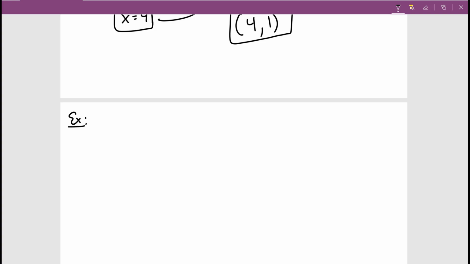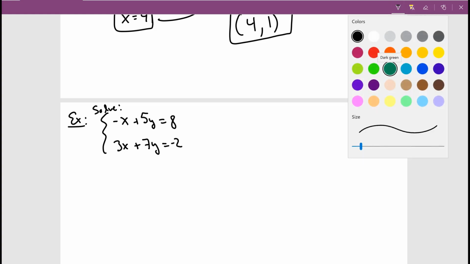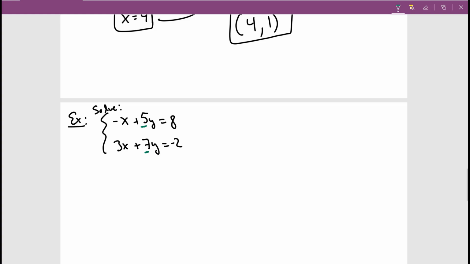Okay, so here's another example. Let's say we have negative x plus 5y is equal to 8, and then 3x plus 7y is equal to negative 2. We want to solve this system. That's maybe what the direction should be, solve. One of the things that you want to do first is try to eliminate any common variables. The y's don't seem to have anything in common because you have a 5 and you have a 7, so those are not quite in common. So maybe don't deal with the y's.